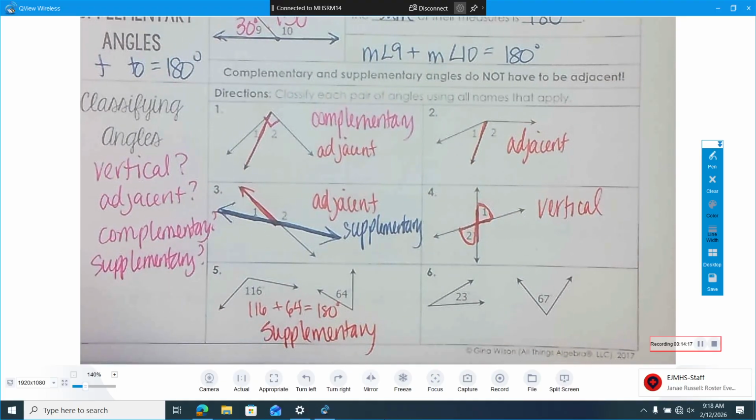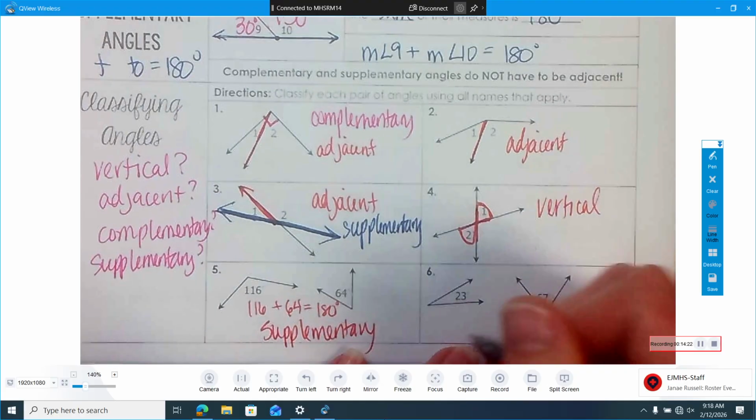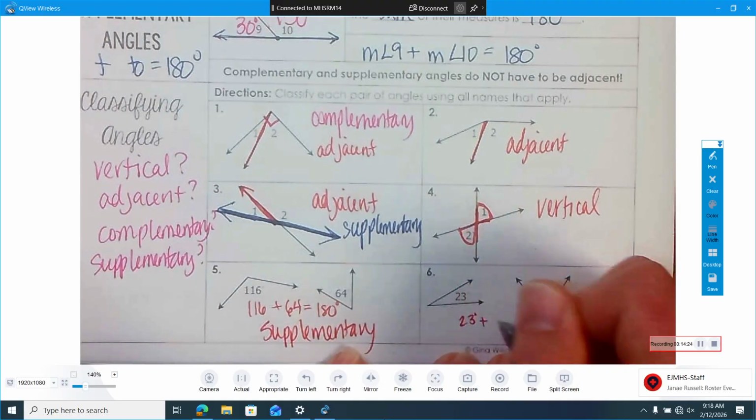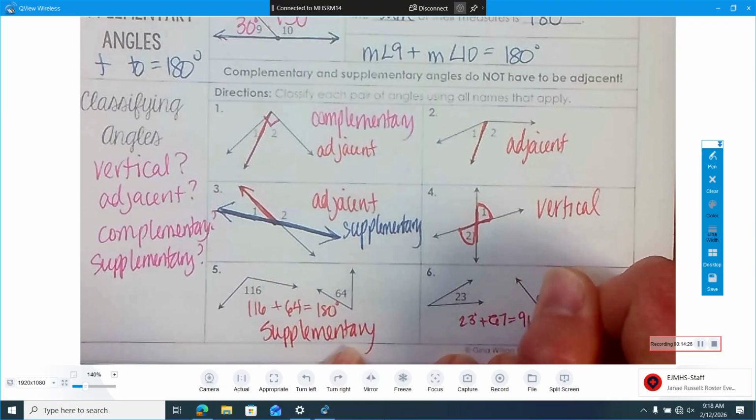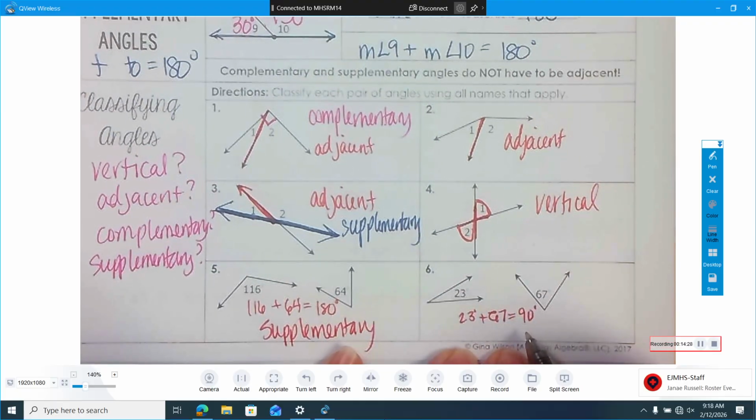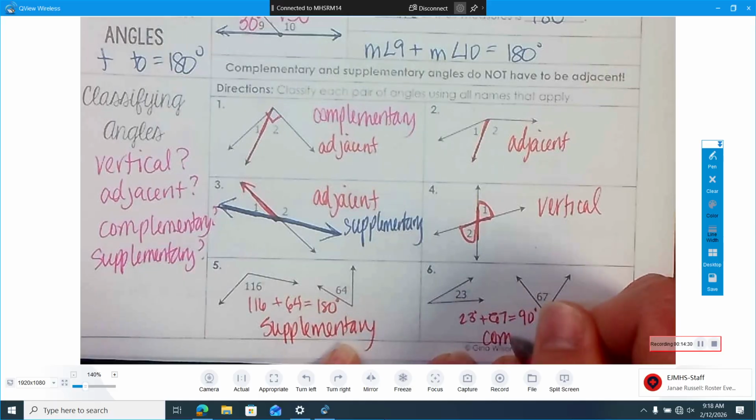What about number 6? What kind of angles are those? Complementary, yeah. 23 degrees plus 67 degrees is 90 degrees. And if they add to be 90 degrees, that means that they're complementary.